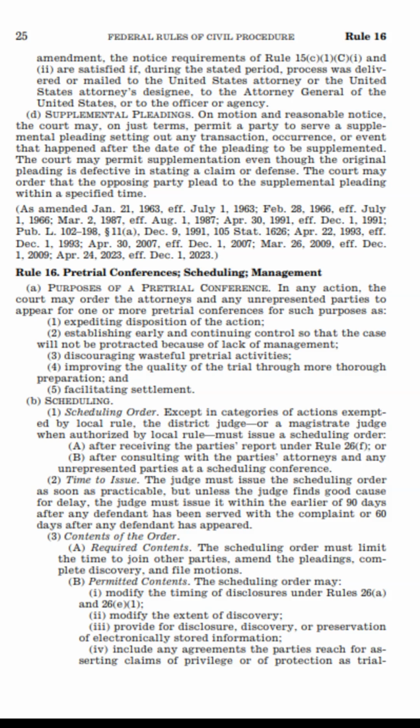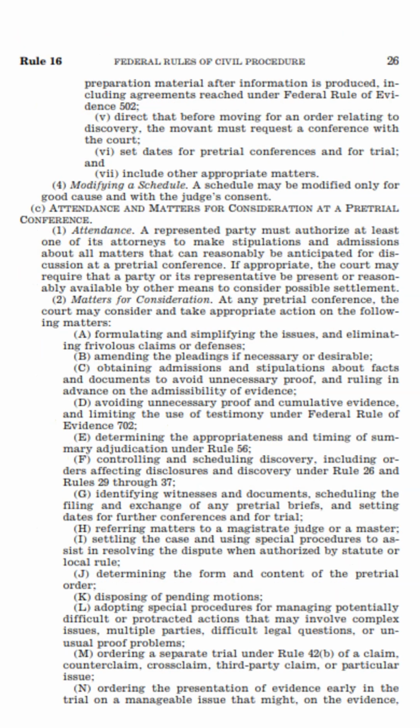1. Modify the timing of disclosures under Rules 26(a) and 26(e)(1). 2. Modify the extent of discovery. 3. Provide for disclosure, discovery, or preservation of electronically stored information. 4. Include any agreements the parties reach for asserting claims of privilege or of protection as trial-preparation material after information is produced, including agreements reached under Federal Rule of Evidence 502.